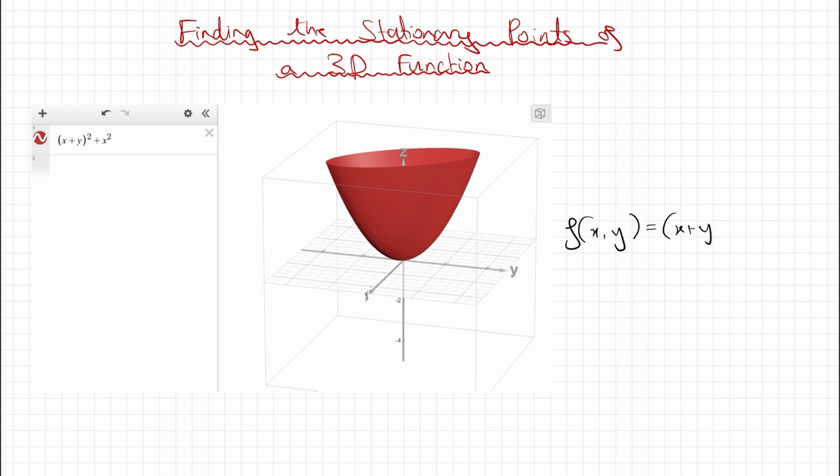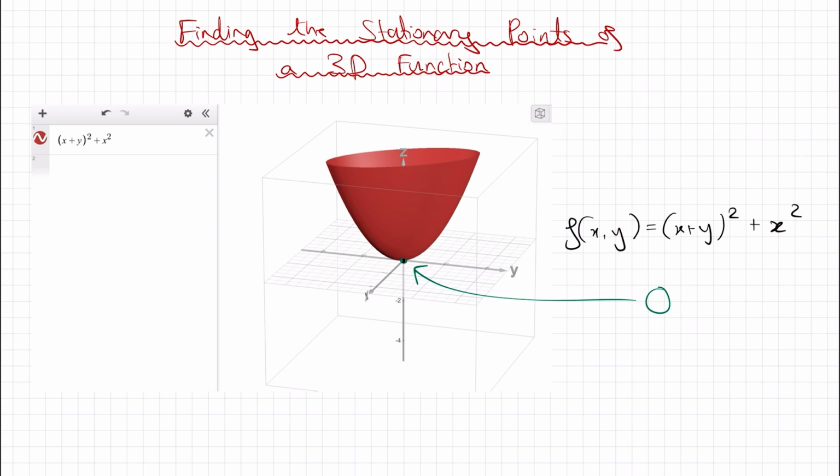(x plus y) squared plus x squared. Pretty simple. So this is the function and we want to find the stationary points, and I think we can see from this graph that the stationary point is somewhere around the origin. You can see there's only one stationary point, and it's somewhere around the origin, although I'm not sure if it's exactly at the origin, although it probably is, seeing the symmetry. So how would we find this?